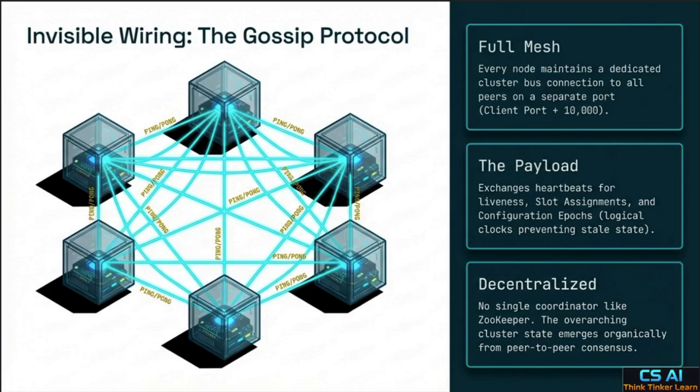The glue holding this together is the gossip protocol. Every node maintains a full mesh connection to every other peer. They exchange heartbeats, slot assignments, and configuration epochs, logical clocks that prevent stale state. This is entirely decentralized. There is no single coordinator like Zookeeper. The cluster state emerges organically from peer-to-peer consensus.